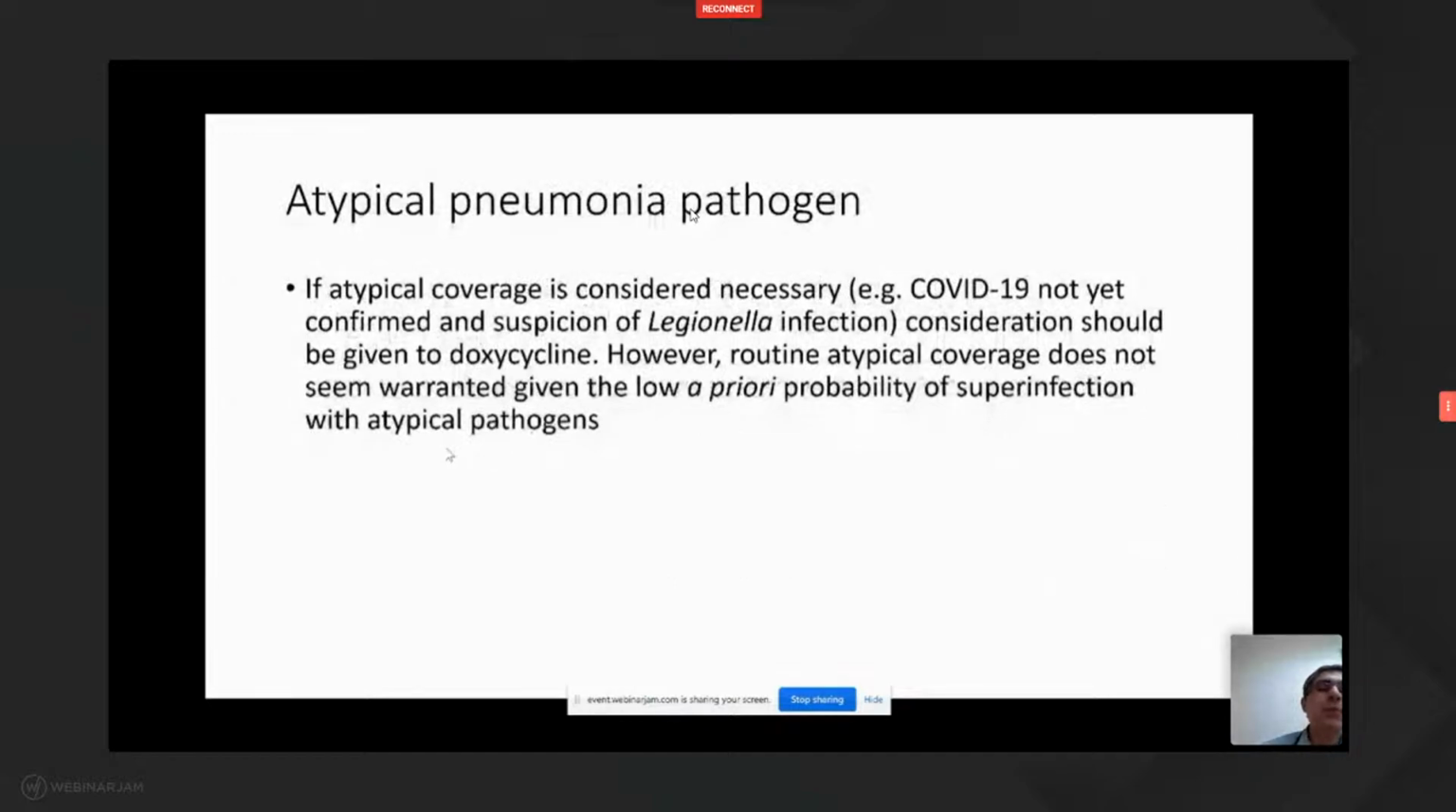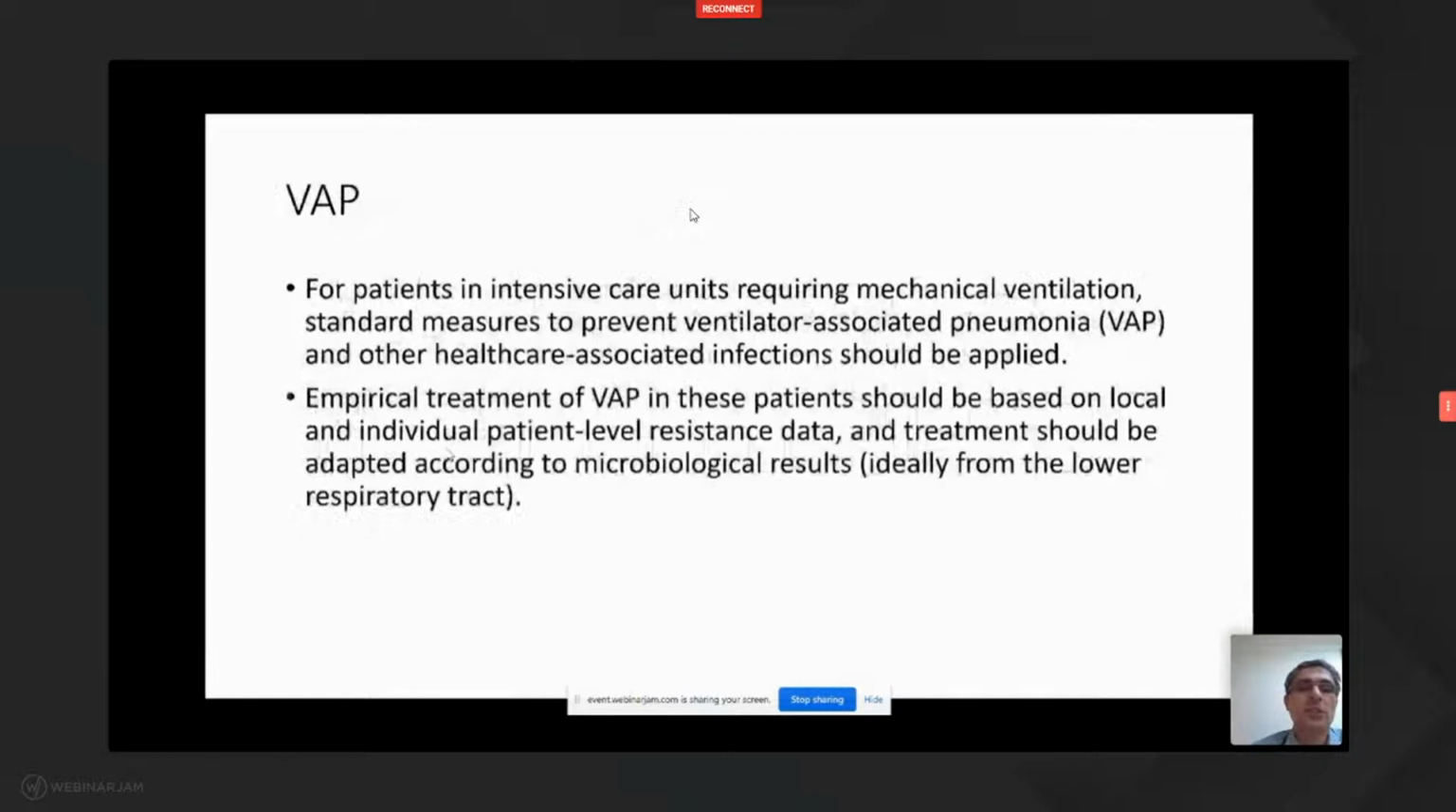Do you require any atypical pneumonia coverage? You already have an atypical virus and you are covering community acquired pneumonia. Do we need to cover Mycoplasma and Legionella also in this situation? If it is considered necessary, I would say yes, you think that this is a CAP, and it could be Mycoplasma or Strep pneumo, H influenzae, and COVID as a co-infection. So in that situation, in the first 3 days of a severe or life-threatening disease, adding doxycycline is probably the best way to do it. However, routine coverage does not seem to be warranted, because first of all, there is a low probability of co-infection with atypical pathogens.